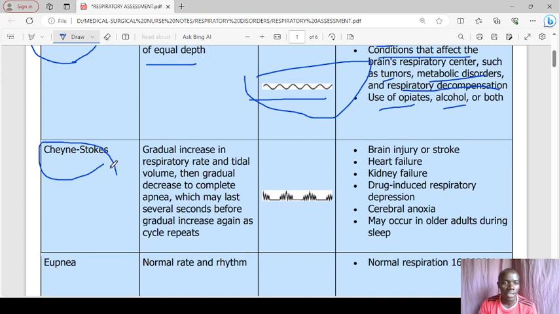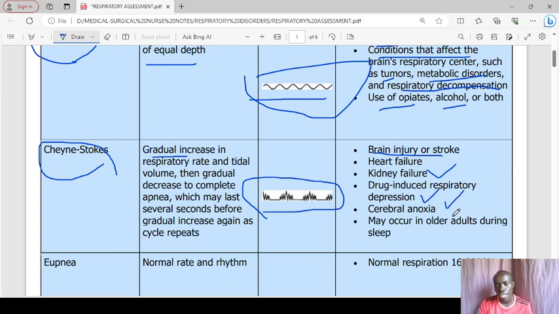Cheyne-Stokes breathing is characterized by a gradual increase in respiratory rate and tidal volume. Then we have a gradual decrease into complete apnea, which may last several seconds before a gradual increase again as the cycle repeats. And this is how it will be appearing. It is caused by brain injury or stroke. Also, heart failure and kidney failure can cause Cheyne-Stokes breathing. Drug-induced respiratory depression, we also have cerebral anoxia, and it may occur in older patients during sleep.